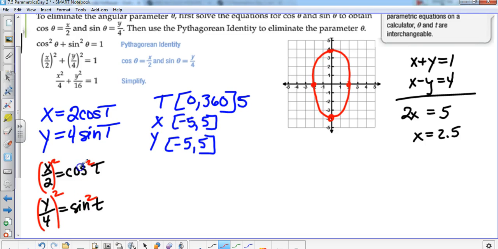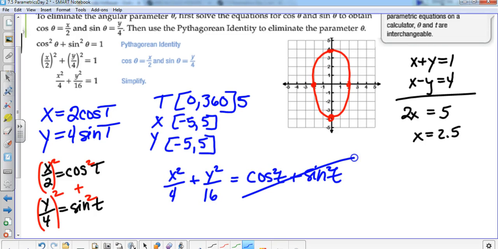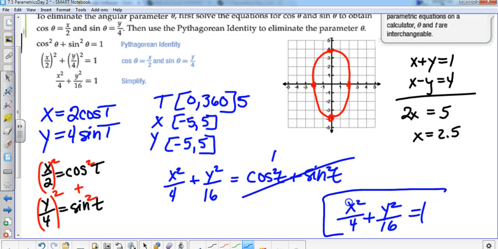Now what? If I add these 2 equations together, what will happen? I'll have cosine squared plus sine squared, which I could throw away and get 1. So I have x squared over 2 squared, which is 4, plus y squared over 4 squared, which would be 16, equals cosine squared plus sine squared, which I'm going to cross out and replace with a 1. So it's x squared over 4 plus y squared over 16 equals 1. Does that seem to match up with this?